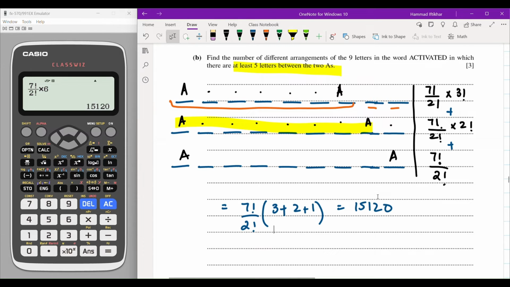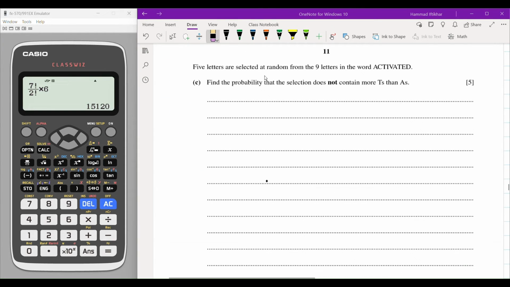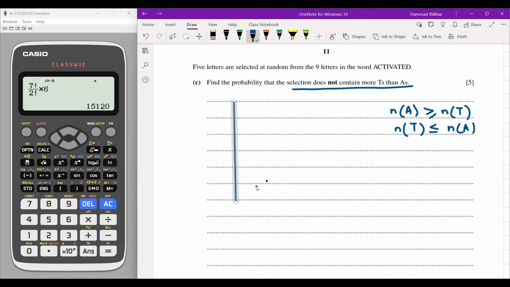Right. Moving on. 5 letters are selected at random from 9 letters in the word activated. Find the probability that the selection does not contain more T's than A's. That means the number of A's is greater than or equal to the number of T's, or we can say the number of T's is less than or equal to the number of A's. So let's make a table of the different possible scenarios.